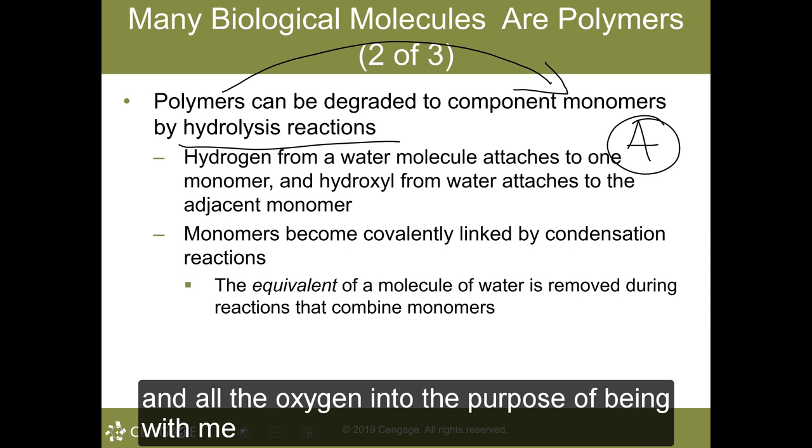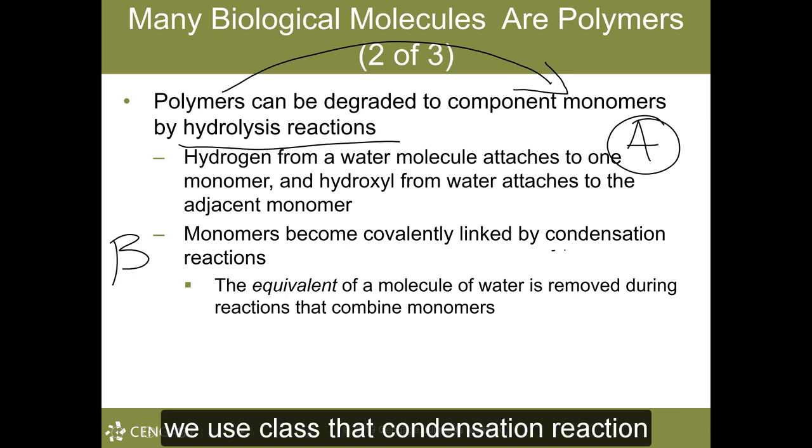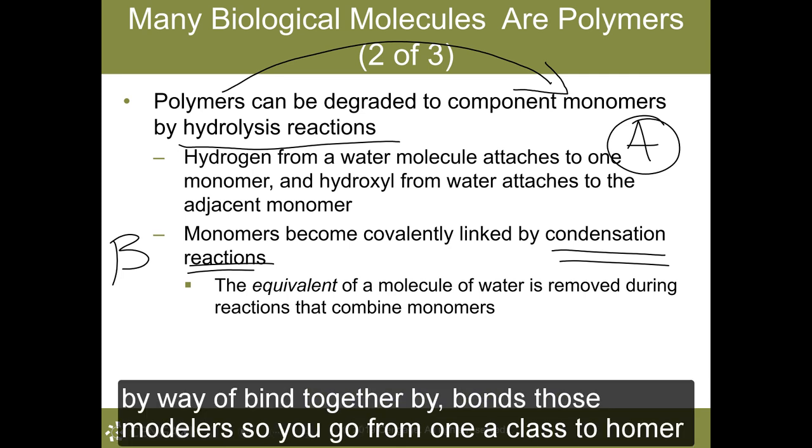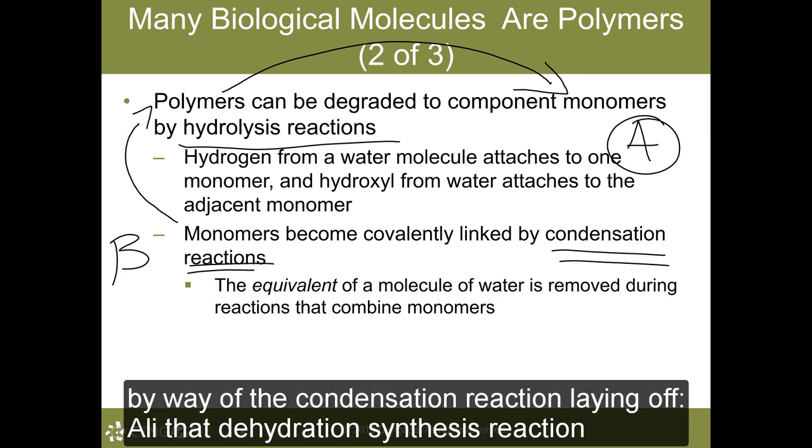And on the opposite end of things, I put B. We use that condensation reaction to create a polymer by bonding together, by covalent bonds, those monomers. So you go from monomer to polymer by way of the condensation reaction. And you may hear me also call it the dehydration synthesis reaction.